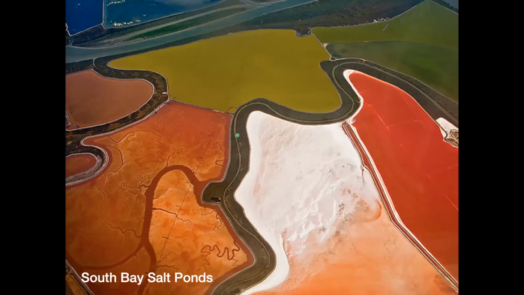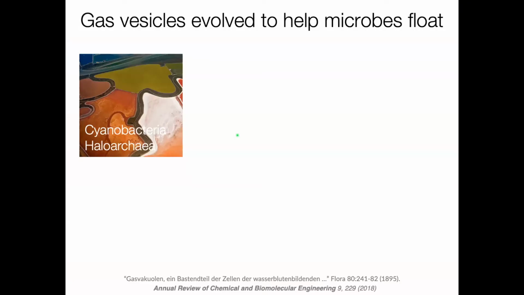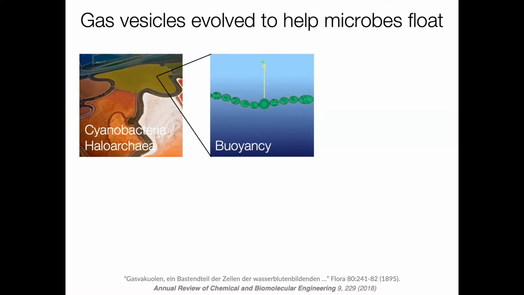These are bodies of water that contain photosynthetic microbes that had to solve the evolutionary problem of learning how to float, because they want to be near the top of the water to get enough sunlight for photosynthesis. Okay, so how does a cell float?